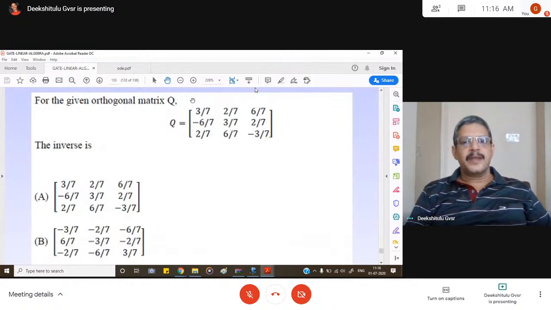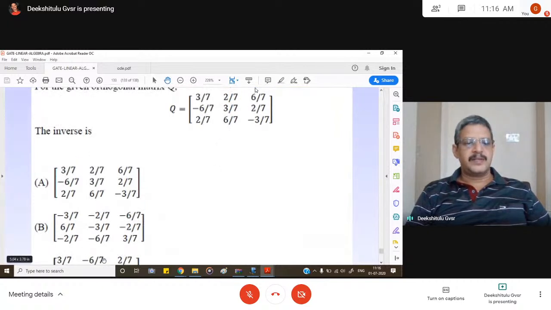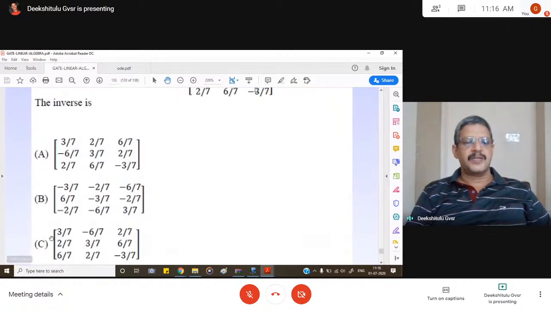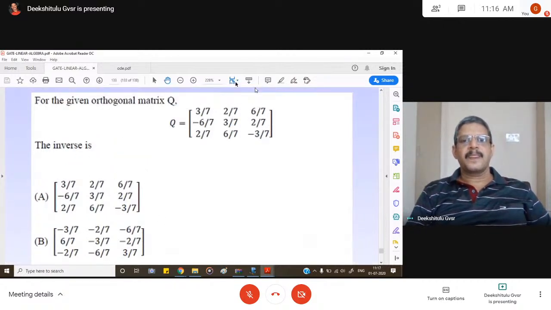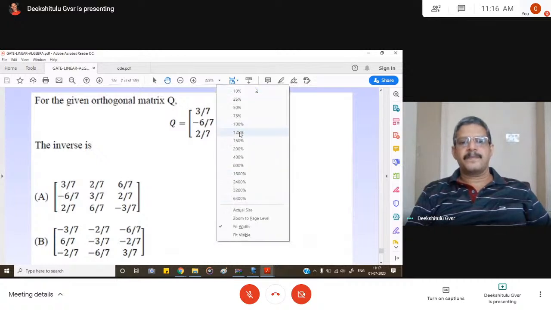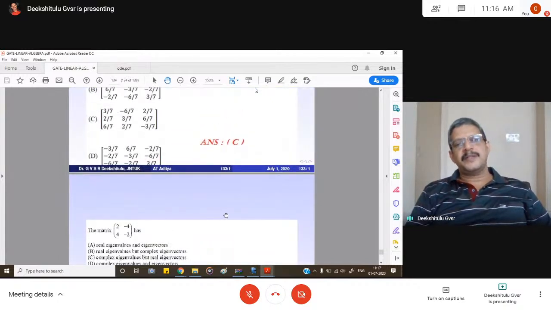This is A or Q. Q inverse is equal to Q transpose. If you want to find this, transpose this matrix because it is an orthogonal matrix. What is the transpose here? 3 by 7, minus 6 by 7, 2 by 7. See where is our option? Let us see option C. 3 by 7, minus 6 by 7, 2 by 7, 2 by 7, 3 by 7, 6 by 7, 6 by 7, 2 by 7, minus 3 by 7. So option is C.